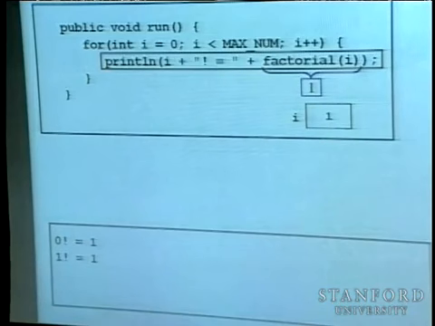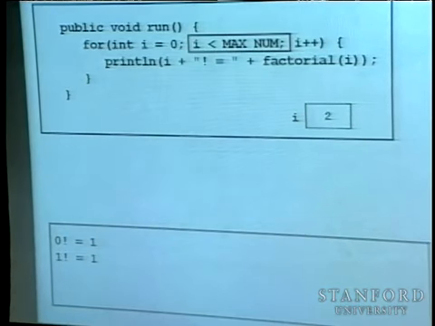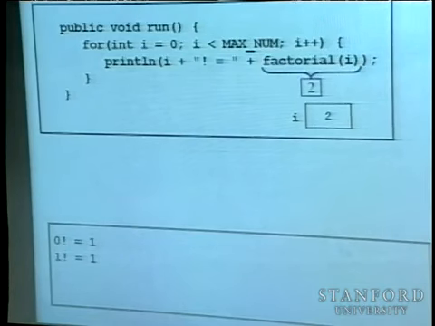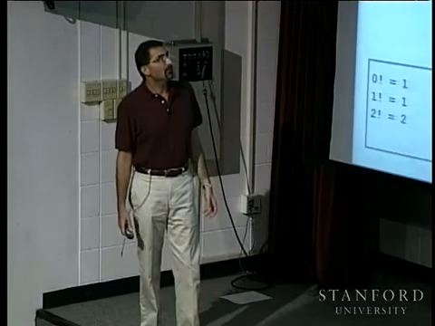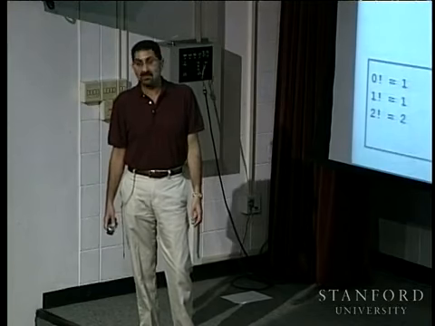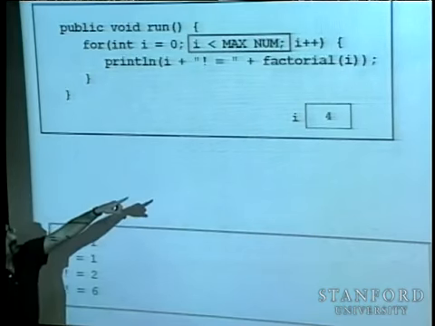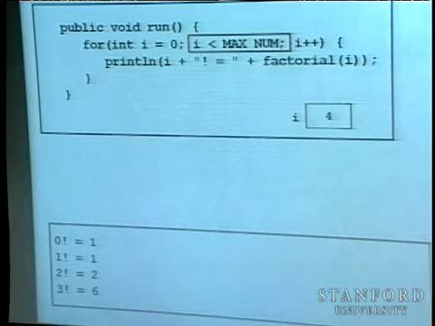And I won't go through the process in excruciating detail again, other than just say after we add 1 to I, we're going to have to compute factorial of 2, and the answer that's going to come back is 2. And we're going to compute factorial of 3, and the answer that's going to come back is 6. And after we write that out, max num is now, or I is now 4, which is not less than max num, because max num also has the value 4, so we're done here.